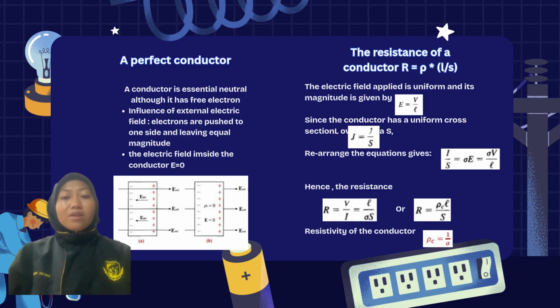The resistance of a conductor R equals rho L over S. The electric field applied is uniform and its magnitude is given by E equals V over L. Since the conductor has a uniform cross section, J equals I over S. Rearranging the equation, we get R equals V over I equals L over sigma S. Resistivity of the conductor rho C equals 1 over sigma.